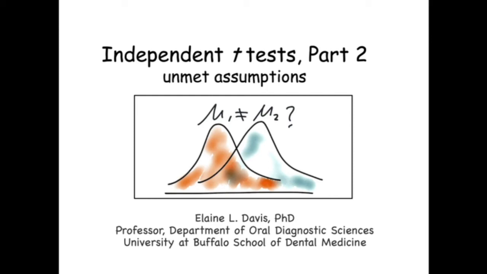This video presents examples of the independent t-test when assumptions aren't met.